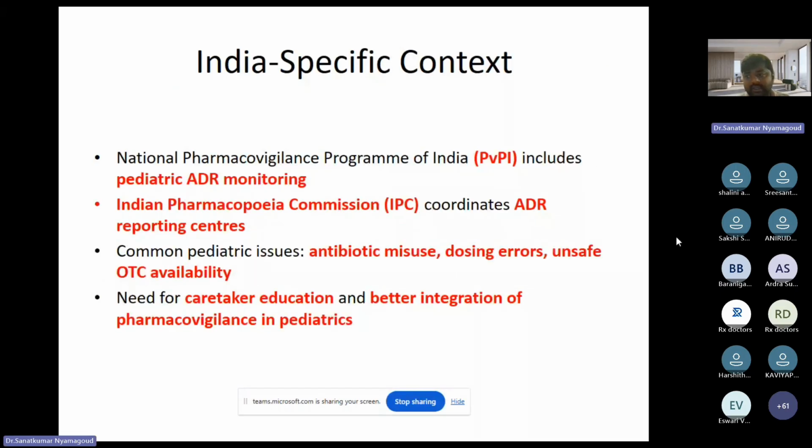Let us understand the Indian specific context. When we look at India, we all know that there is the Pharmacovigilance Programme of India, which we commonly call PVPI. They started reporting of adverse drug reactions under the banner of the Indian Pharmacopoeia Commission, with their own centers called adverse drug reaction monitoring centers. They coordinate throughout India, in different districts and different colleges, whether medical colleges or pharmacy colleges.